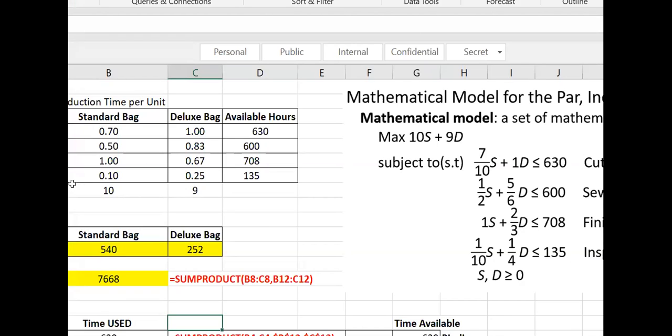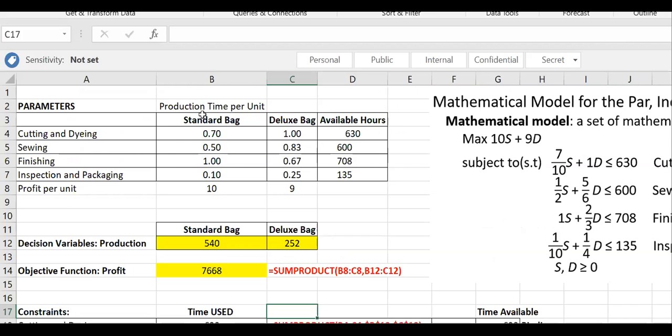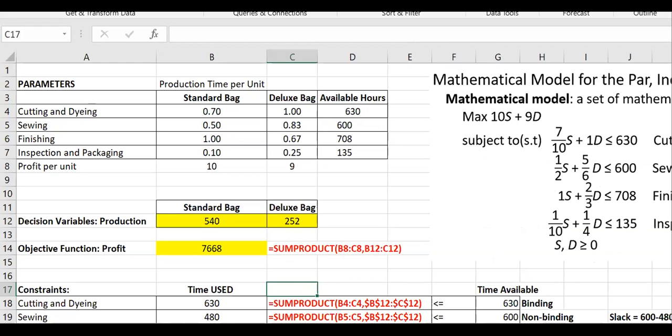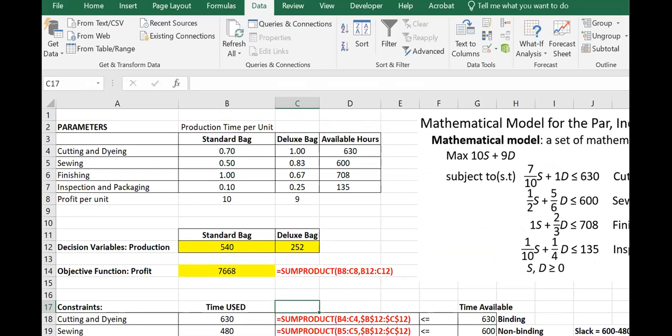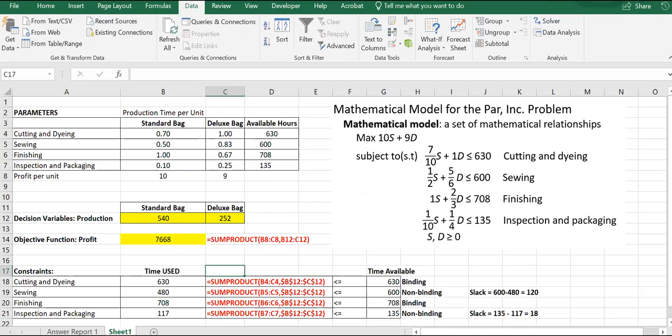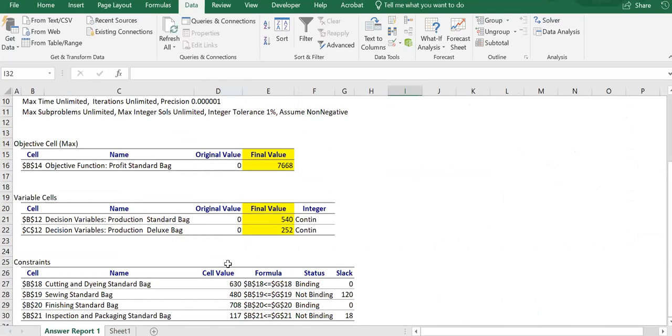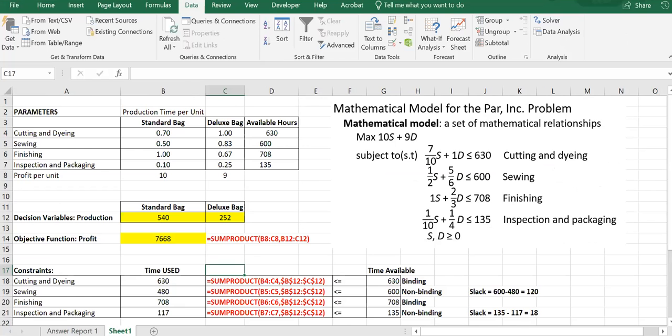So I'm not going to solve another problem for this sensitivity analysis. We have already solved one example, the PAR Incorporated example. We've already formulated that example, and we solved it. And we actually got the answer report, and we interpreted the answer report. But now I'm just going to go ahead and get the sensitivity report after we solve it, and then go through the elements that the sensitivity report provides.